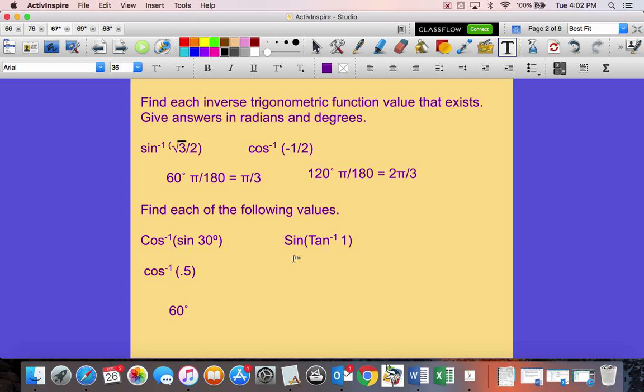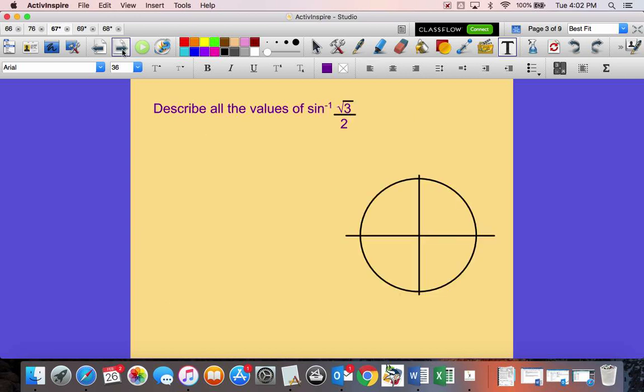Alright, we could do the exact same thing for sine of tangent inverse of 1. We're just doing it in the opposite direction here. So we'd have to figure out what tangent inverse of 1 is, which is 45 degrees. And then sine of 45 degrees would be 0.707. Alright, so that would give us our answer for that. We can just type those in. There's nothing wrong with that at all.